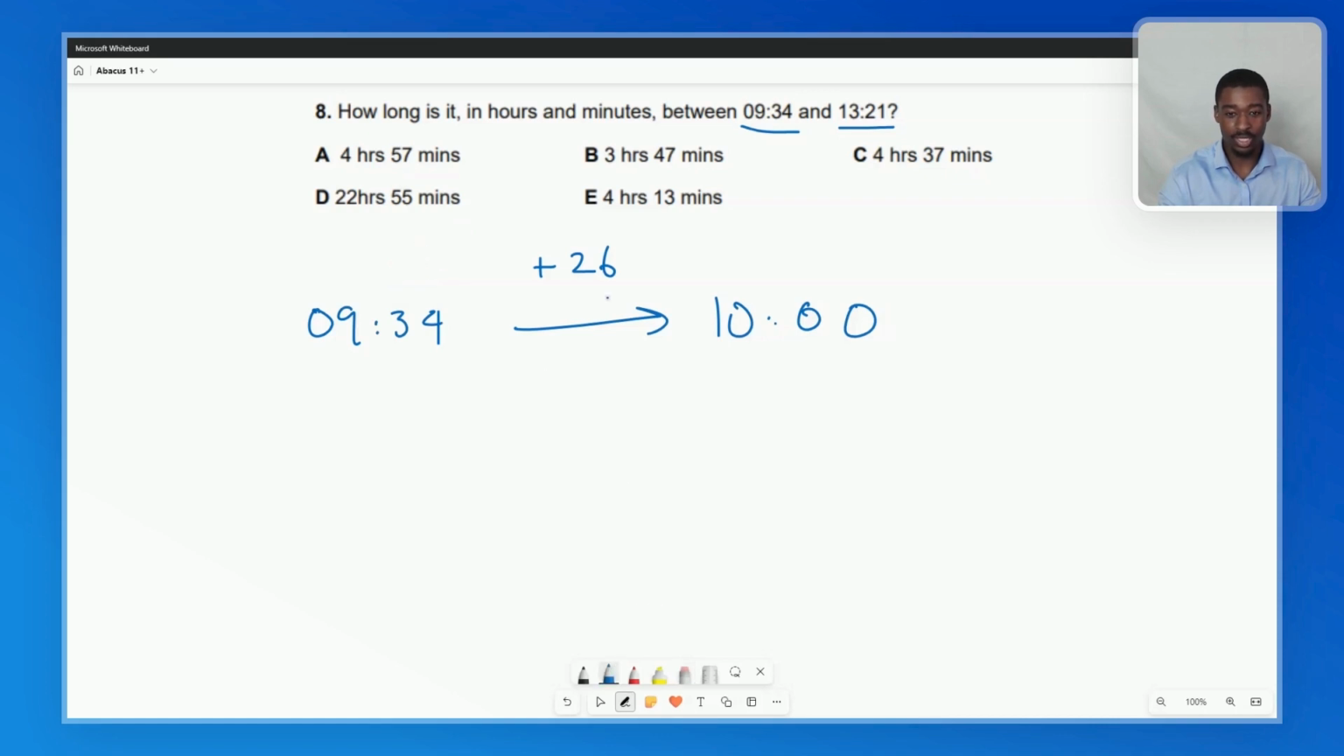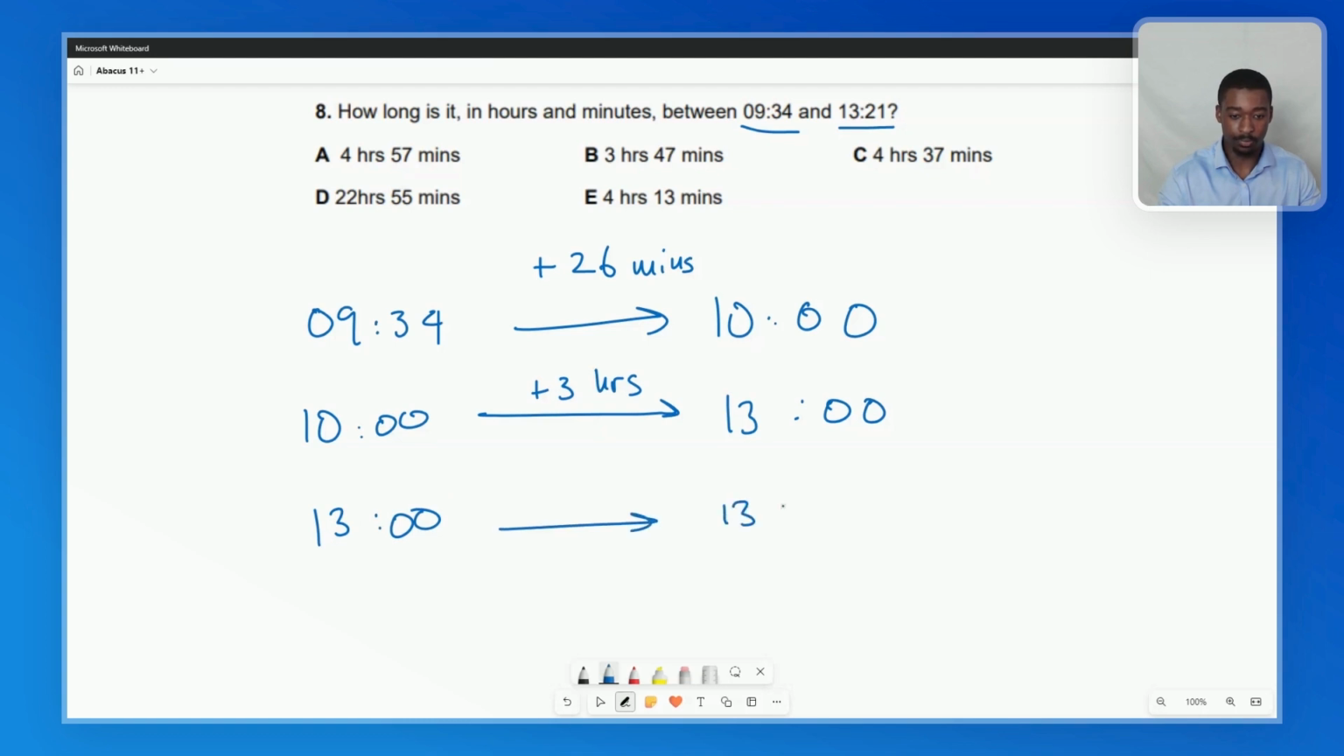So plus 26 minutes. Then we're going from 10 a.m. and we're going all the way to 1 p.m. or 1300, right? How many hours is this? This is going to be 3 hours. And then we're going from 1300 to 1321. And this is going to be 21 minutes. So you're seeing we're taking it step by step.